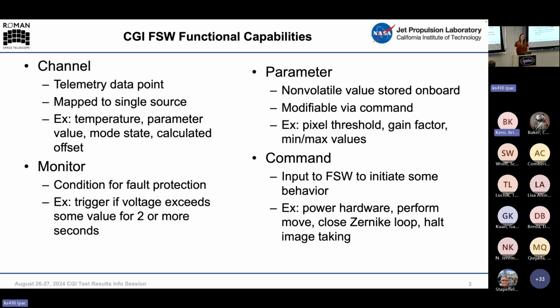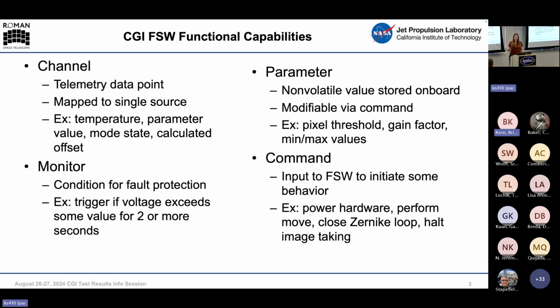So still at the systems level, there are 4 terms that we should understand when we're talking about CGI flight software. The first of these is a channel, which is a telemetry data point. So it's a map to a single source, and these are things like temperatures, parameter values. We have monitors. For fault protection on CGI, fault protection is continuously running in the flight software to detect potentially dangerous conditions on the instrument.